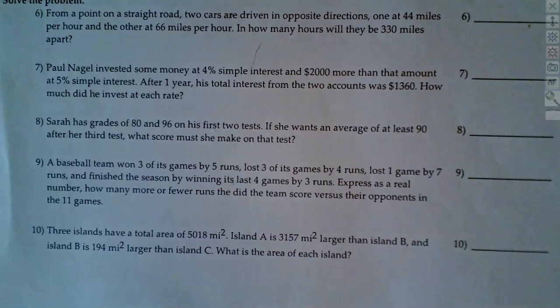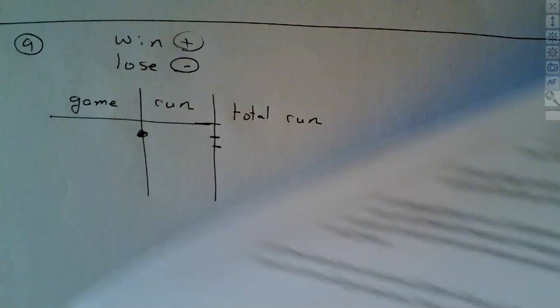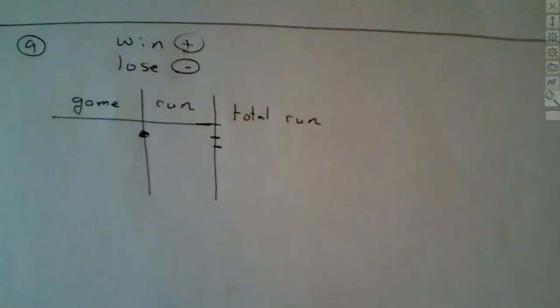A baseball team won 3 of its games by 5 runs, lost 3 of its games by 4 runs, lost a game by 7 runs, and finished the season by winning the last 4 games by 3 runs. Express as a real number how many more or fewer runs did the team score versus their opponents in the 11 games. So again, positive win, negative lose.